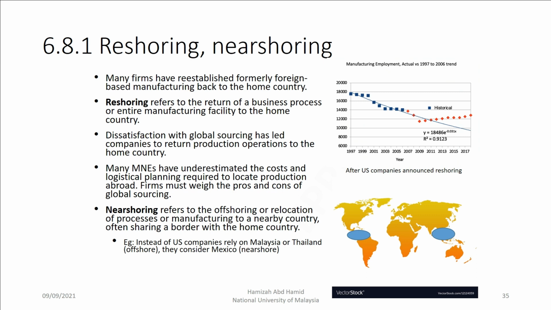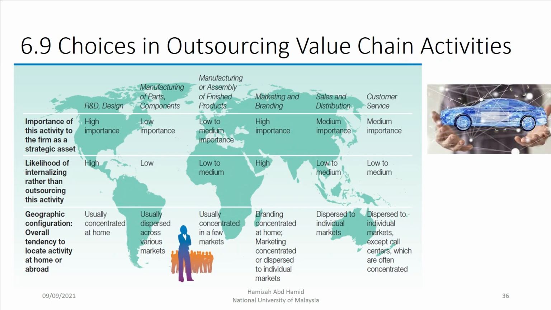Another alternative is nearshoring. This refers to the offshoring or relocation of processes or manufacturing to a nearby country. Usually very nearby to the home country lah. Sharing a border dan sebagainya. Sebagai contoh dekat sini, kalau ada sebuah company dekat US, dia biasanya rely on Malaysia and Thailand for manufacturing. Jauh kan? Dan banyak isu pula. So, baik they move their production dekat Mexico. Mexico labor cost pun murah, dekat pun dekat. That is nearshoring. The choice in outsourcing value chain activities will depend on the activity itself.